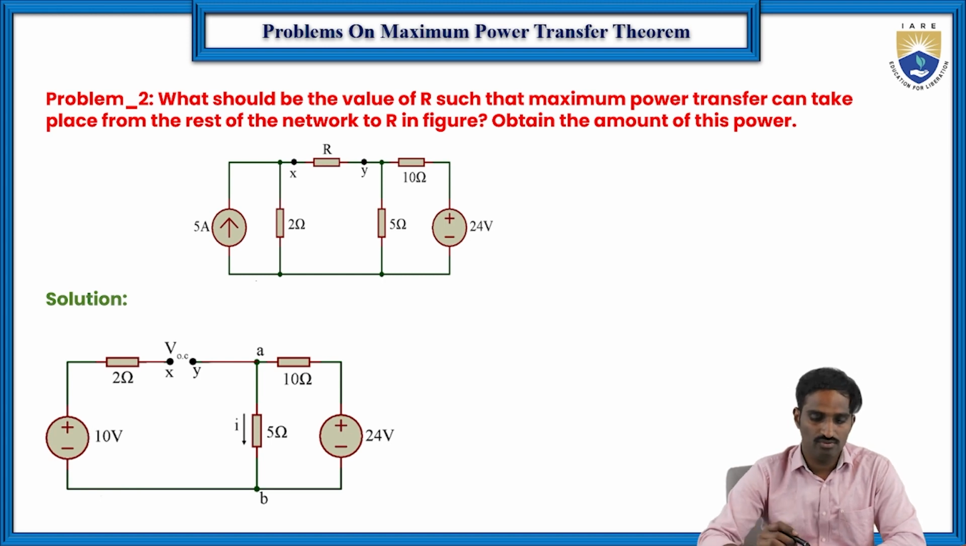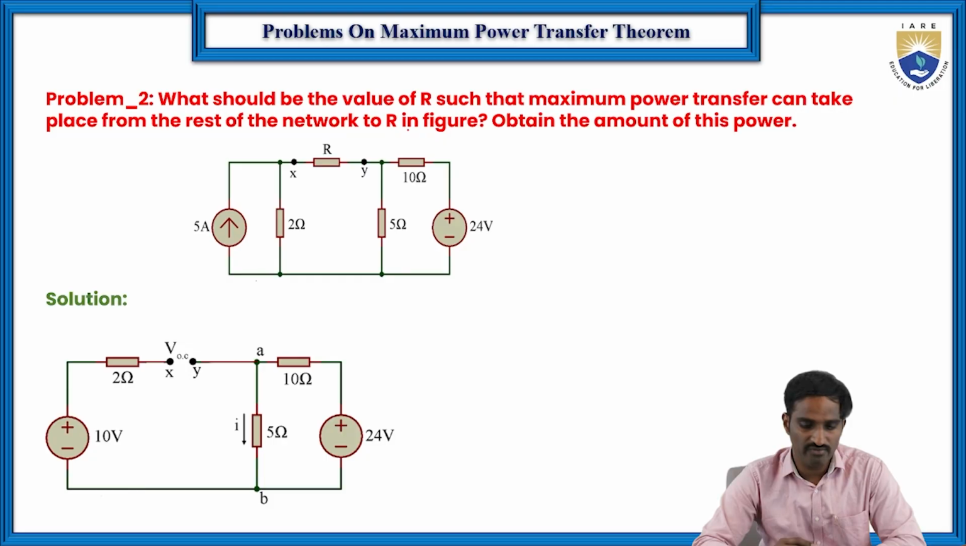In this given problem, what should be the value of R such that the maximum power transfer can take place from the rest of the network to R in the below figure, and also obtain the amount of the power. So here also the problem is the same. First we need to find the value of R when the maximum power takes place at a particular resistance R, and then what that maximum power transferred to that resistor is. So R and P maximum are what we need to find in the given problem.